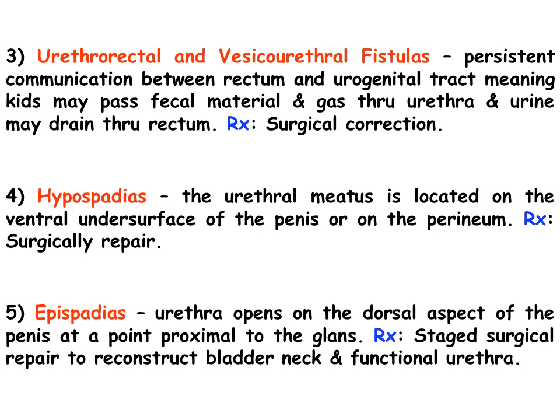Hypospadias. Now the urethral meatus is located on the ventral or undersurface of the penis or even on the perineum. So again, you have to repair that. And in epispadias, the urethra opens on the dorsal aspect of the penis, at a point proximal to the glans. They actually have staged surgical repair for this to reconstruct the bladder neck and functional urethra. And hypospadias and epispadias seem to be fairly common.